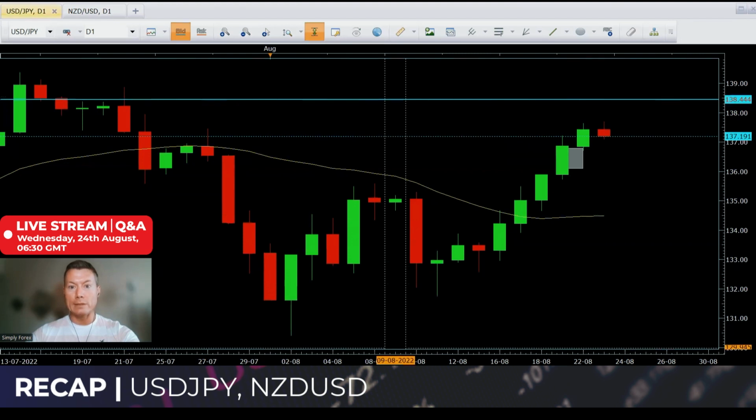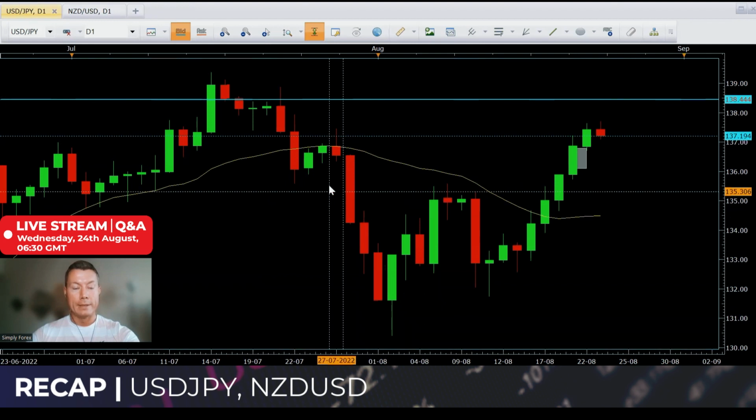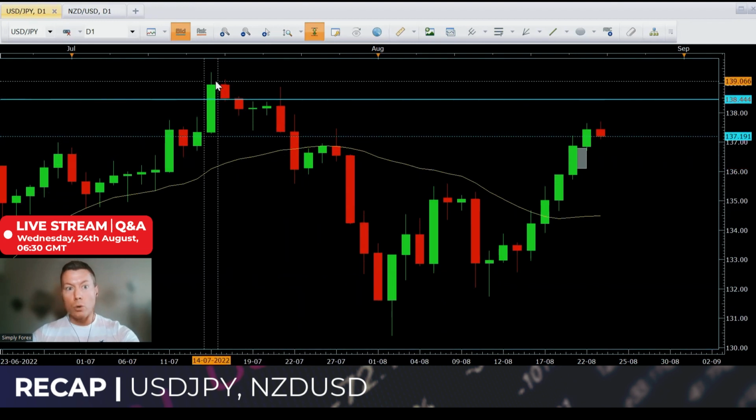This is the US dollar against the Japanese yen, and we were looking to buy this pair. So our day chart is always our why. Why do we long? Why do we short? So let me tell you.